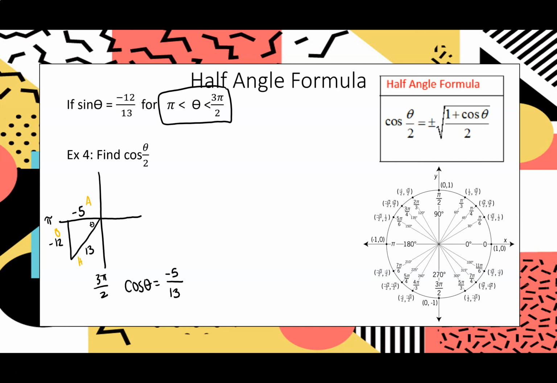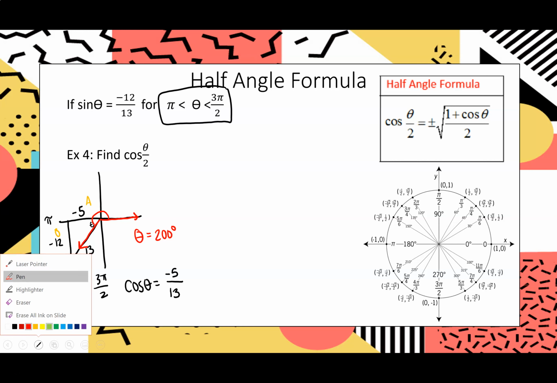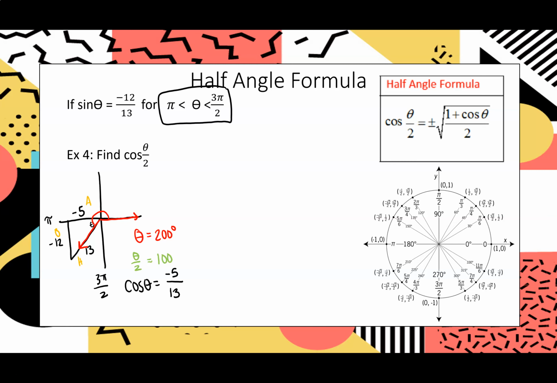We need to figure out what quadrant we're in for theta over 2. Well, first, to do that, we have to estimate what theta is, and theta is going to be this angle right here. So theta is going to be, I don't know, 180 plus a little bit. I'm going to guess 200 degrees to make my life easier. So theta is going to be 200 degrees, which actually means that my theta over 2, or cutting that in half, is going to be 100 degrees.